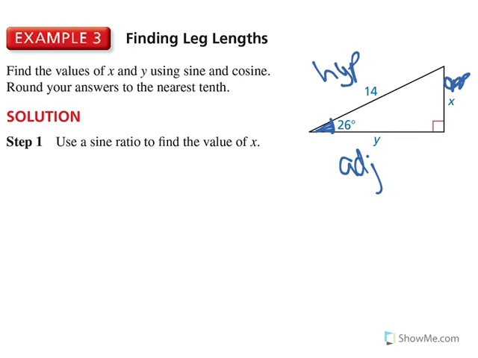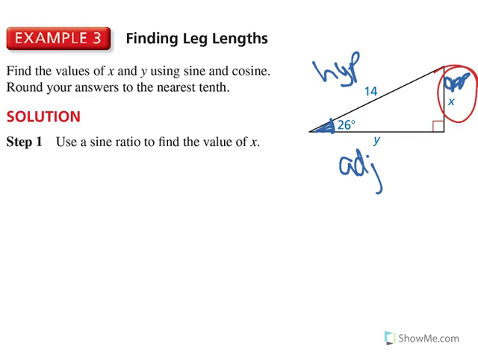So when we're solving for side lengths, one of the keys to think about is I'm going to use, first of all, whatever side length I'm looking for. If I want to solve for x first, then I would need to use a function that has opposite in it. Then you also need to use whatever side length you know.